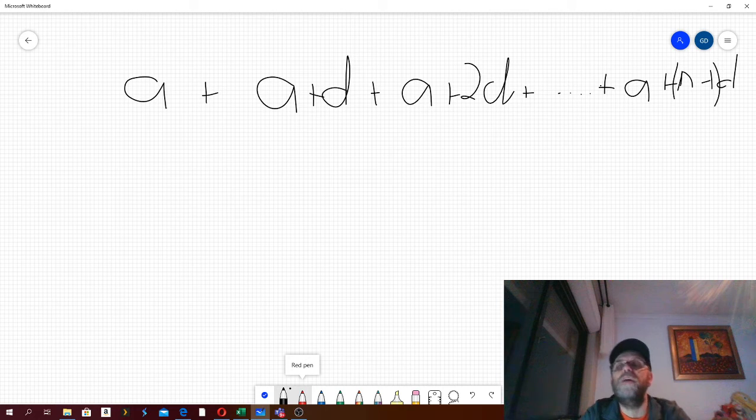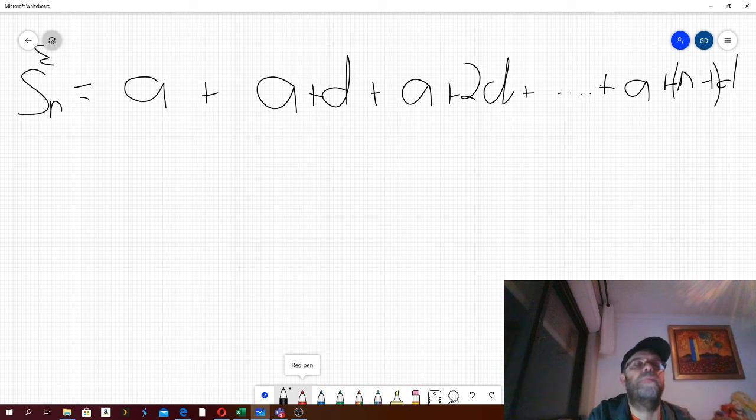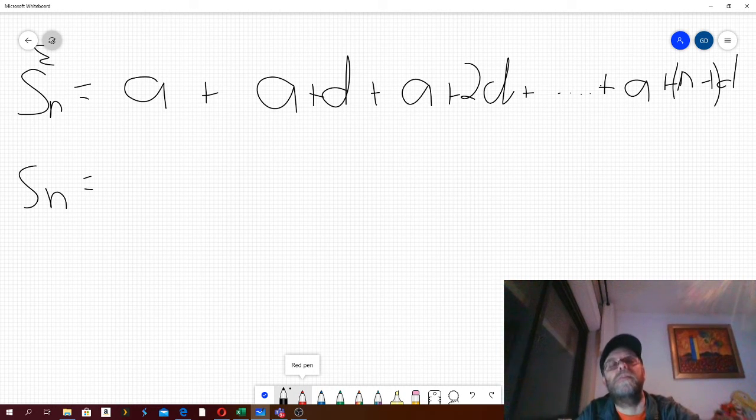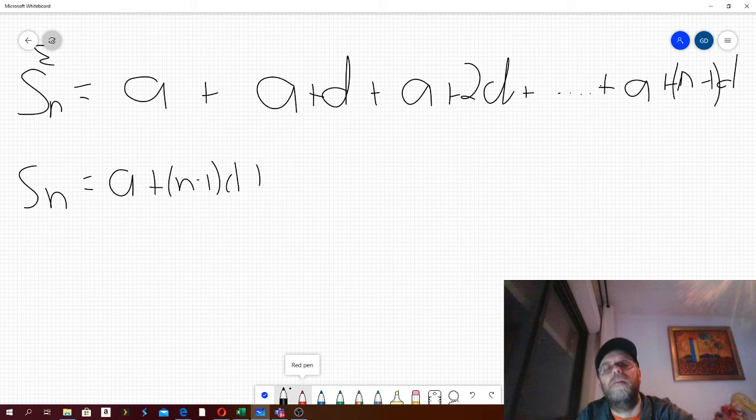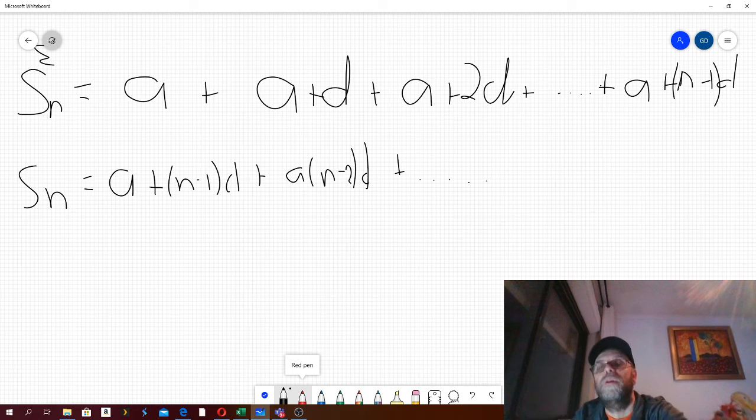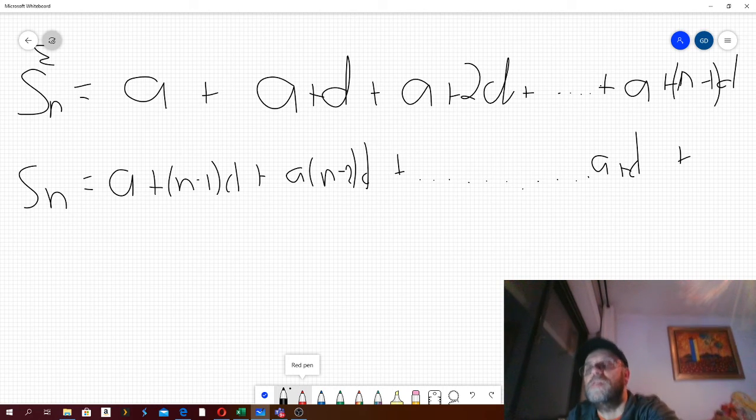What I'm going to do is rewrite that entire sum expression, because that's the sum of my nth terms, that's the sum, or sigma if you want. Let's rewrite this expression though, but start backwards. So then we'll go a plus n minus 1d and plus a plus n minus 2d. We're going backwards now, and so on and so on. We'd eventually get at the last two terms, a plus d, and lastly just plus a.